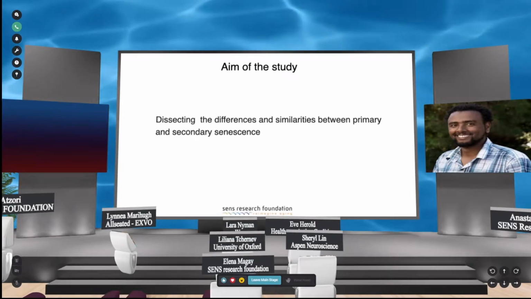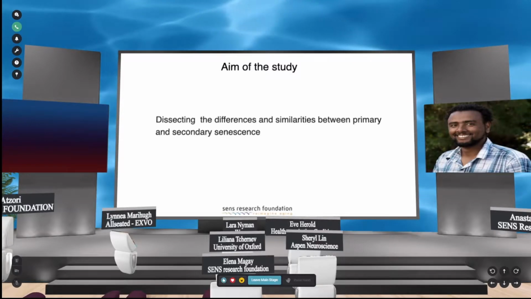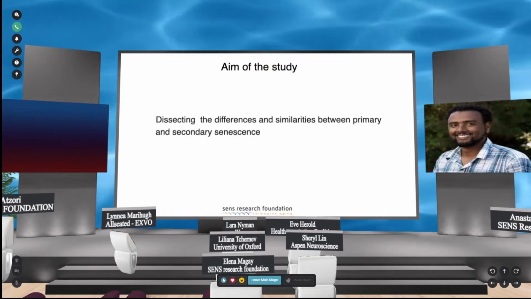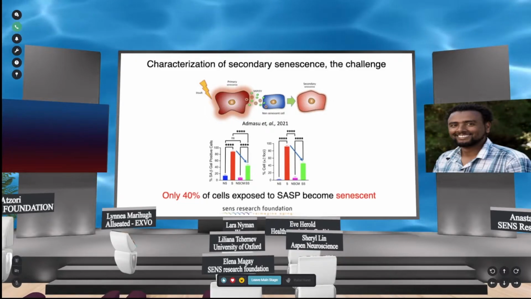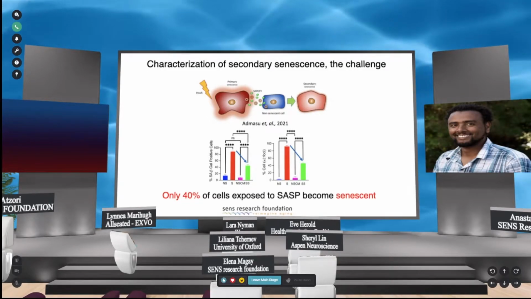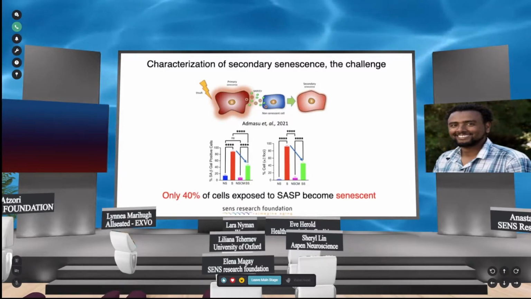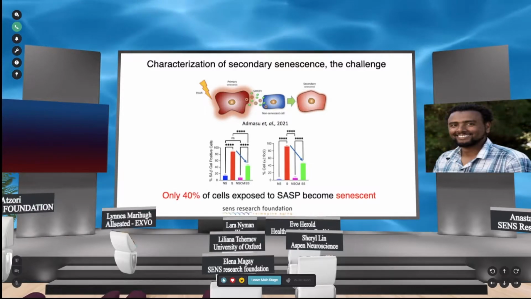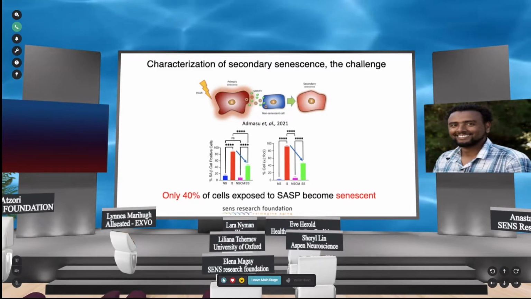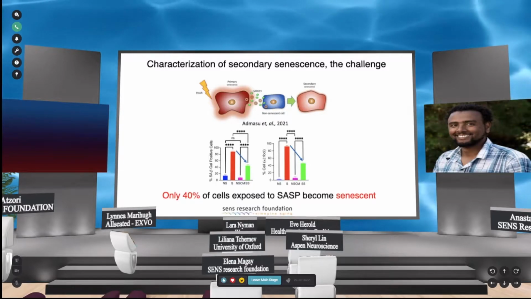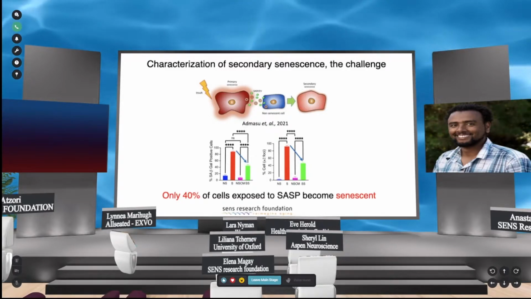So because of this, we ask the question: what is the difference and similarity between primary and secondary senescent cells? And then we started this journey with simple primary senescence induction using doxorubicin treatment. Most of the studies that I'm going to present here are in primary endothelial cells, but it has also been confirmed in other cell types like fibroblasts and other senescence induction methods like irradiation. But most of the talk I am going to focus on endothelial cells, and primary senescence was induced by doxorubicin treatment.